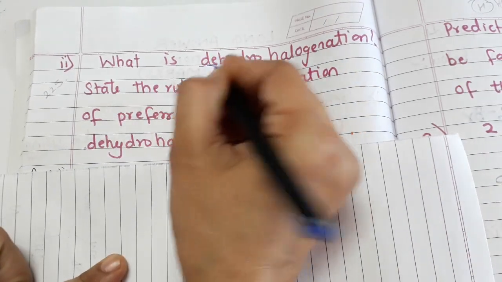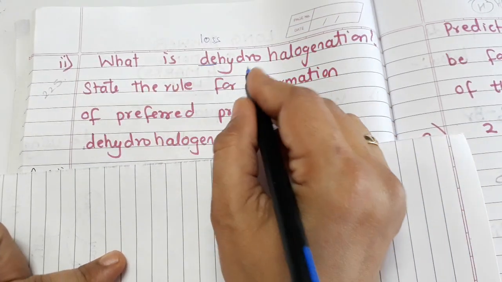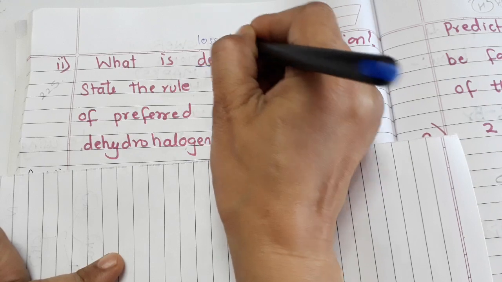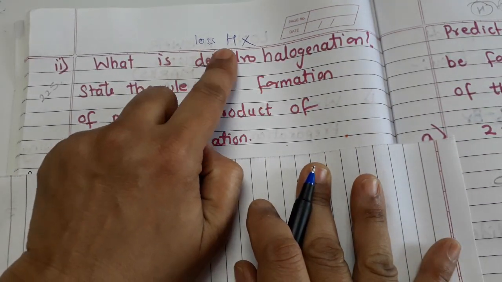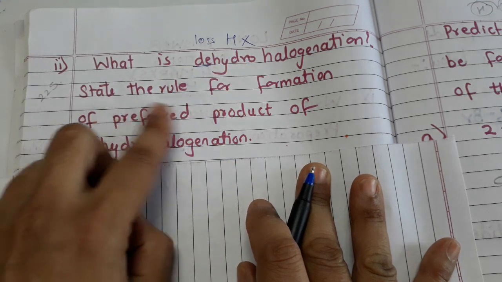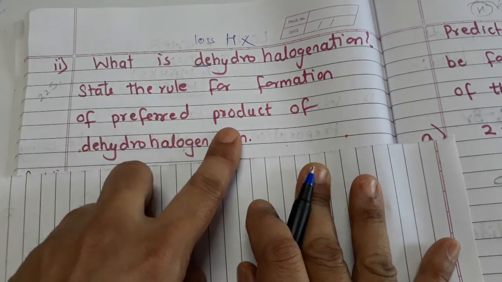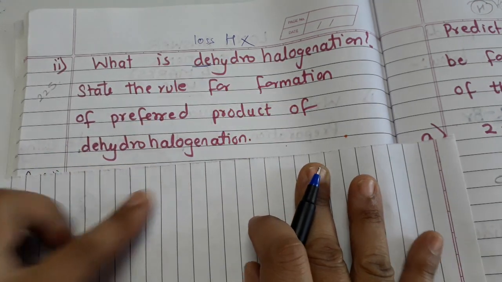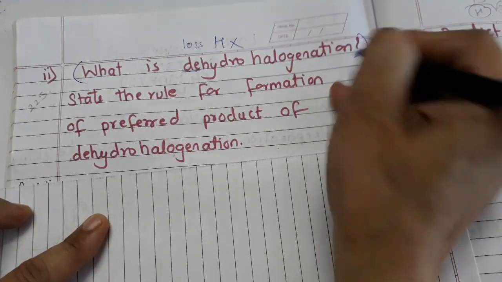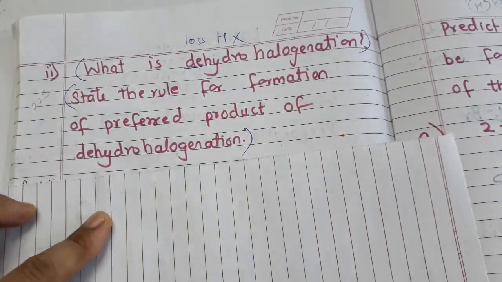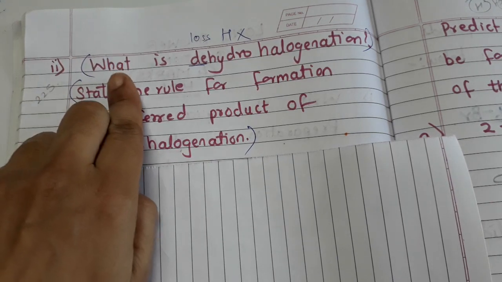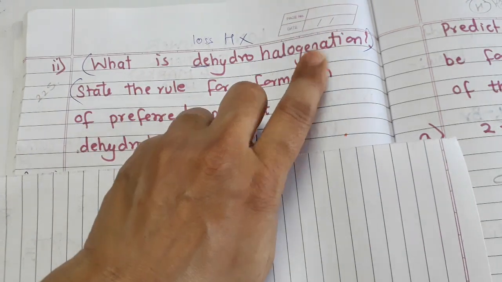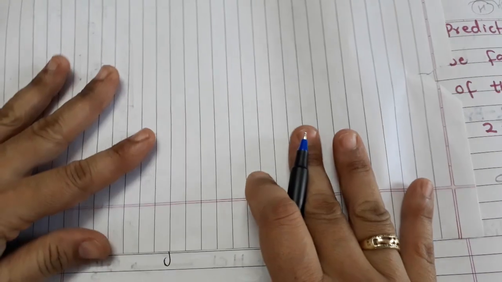Now the next question is, what is dehydrohalogenation? First of all, de means loss, hydrohalogenation means HX. So dehydrohalogenation would be the loss of HX. Now state the rule for the formation of the preferred product of dehydrohalogenation. There are two questions being asked over here, and let us see how we are going to solve them. First I will cover what is dehydrohalogenation using one chemical equation.